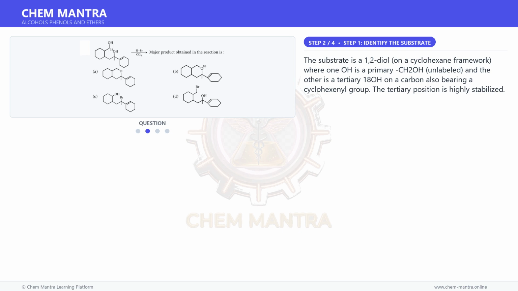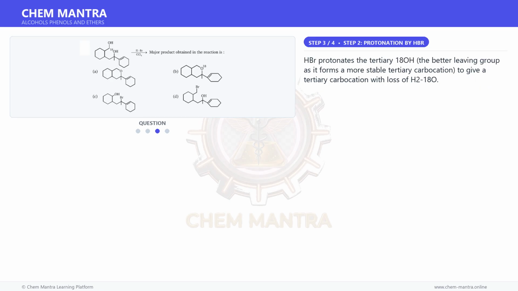The substrate is a 1,2-diol on a cyclohexane framework, where one O is a primary CH2O, unlabeled, and the other is a tertiary 18O on a carbon also bearing a cyclohexanyl group. The tertiary position is highly stabilized. Moving on to the next step.